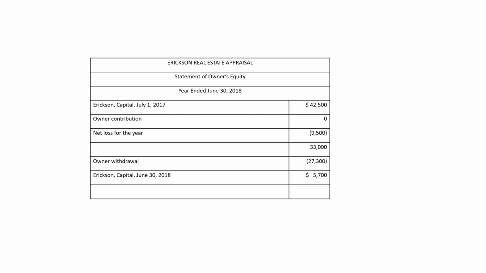There's no owner contributions, but there is a net loss for the year. We're used to seeing a net income, which increases owner's equity. With a net loss, we're going to decrease it, the $9,500. We then subtract our last part of owner's equity, which is owner withdrawals, giving us our capital balance on June 30th of $5,700. And don't forget to double underline that.